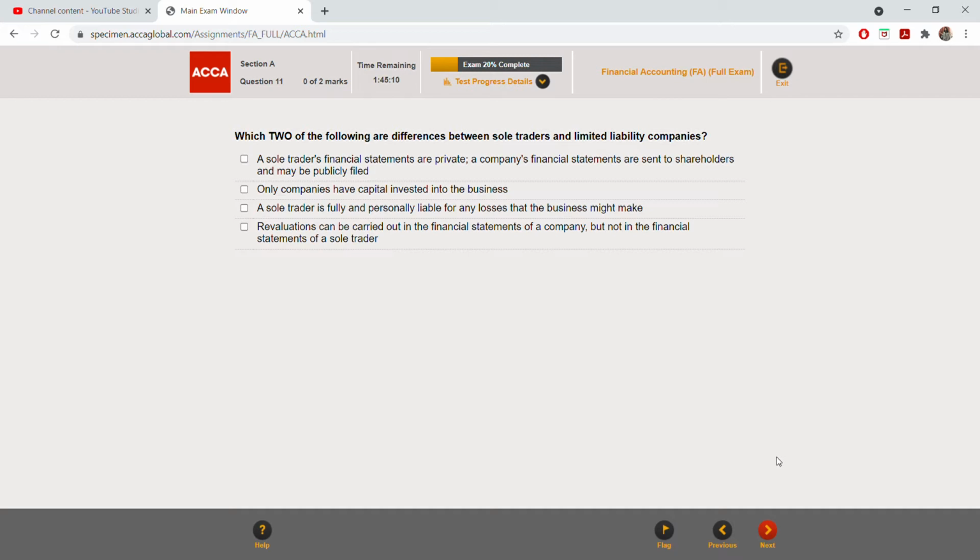Which two of the following are differences between a sole trader and a limited liability company? Okay, you have to know the types of companies, how they are set up, how they are formed, what is the difference. So, sole trader financial statements are private; company financial statements are sent to shareholders and may be publicly listed. What is the difference?